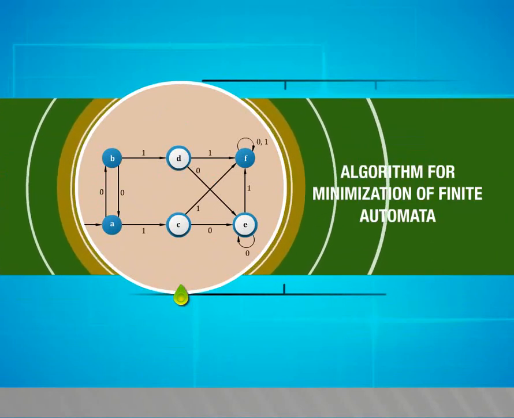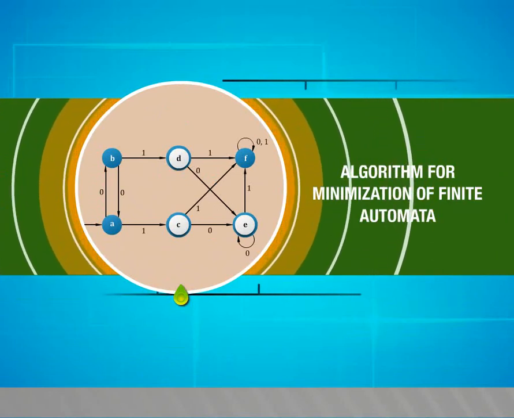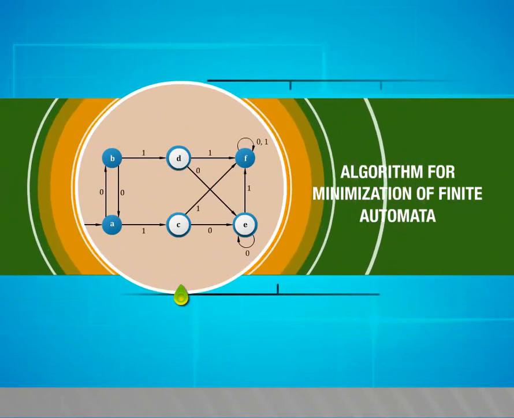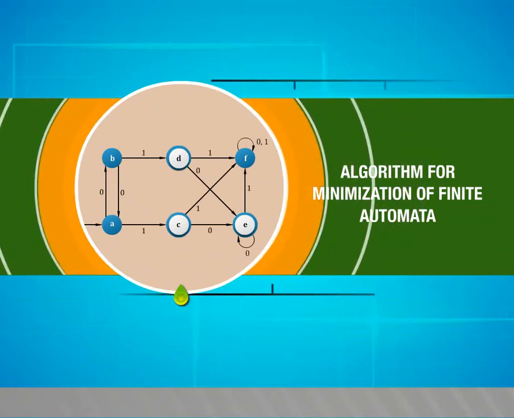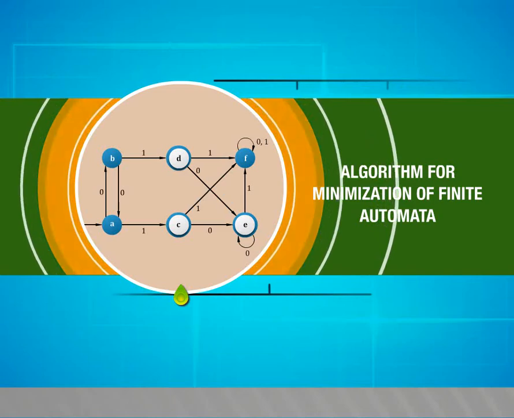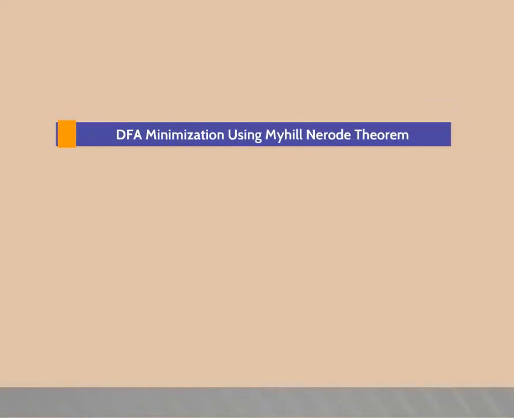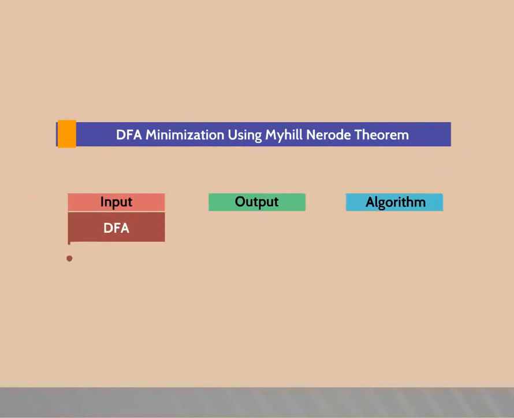Algorithm for minimization of finite automata. In this video, we are going to see about the algorithm for minimization of finite automata. DFA minimization using Myhill-Nerode theorem. Input: DFA, output: minimized DFA.